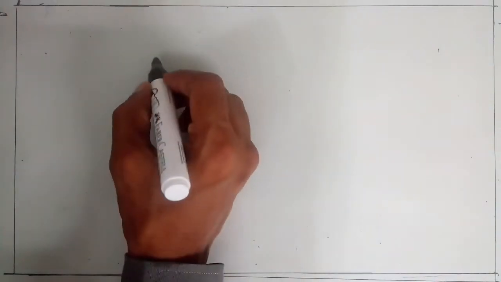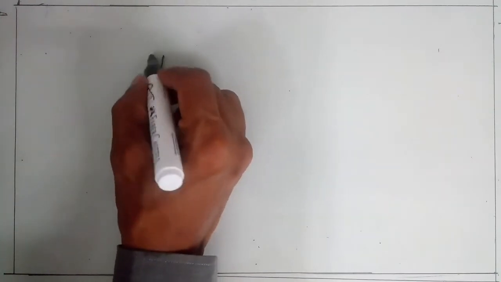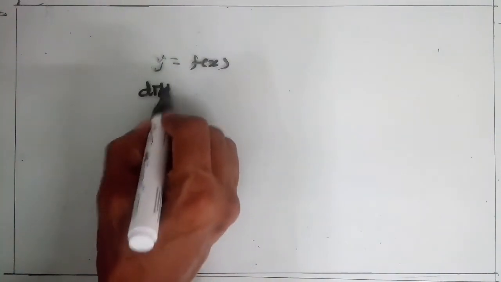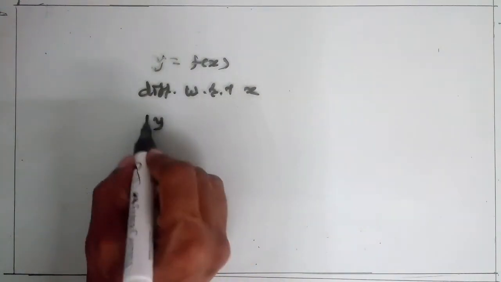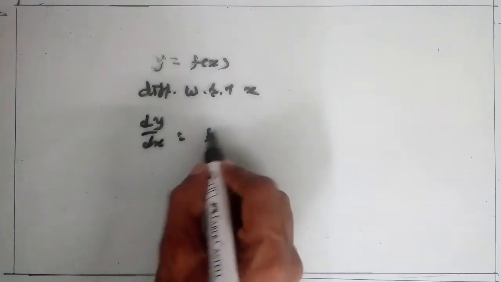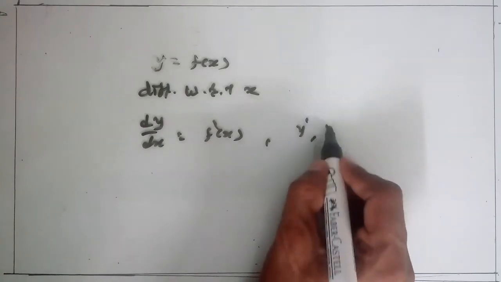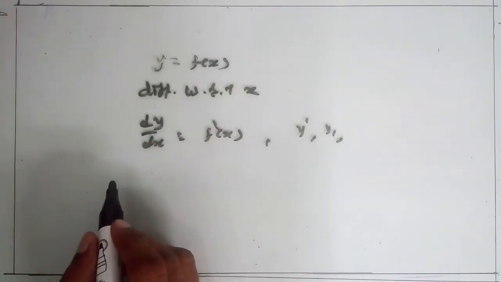Students, last time we completed exercise 5.6. Now here we discuss second order derivative. You know that if a function y is equal to f(x), then differentiating with respect to x, we get dy/dx is equal to f'(x) or y' or y1. Clear? So this is the first derivative of the given function.